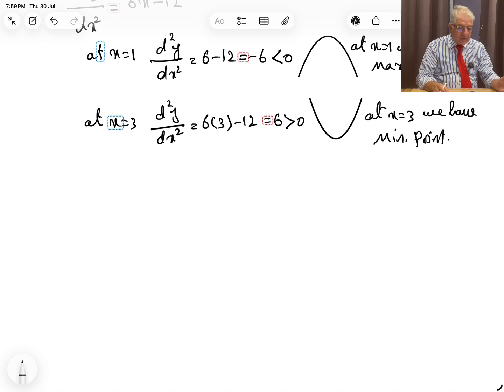Okay, this is the second method to find maximum or minimum at any point. We can continue this kind of question in the next session.